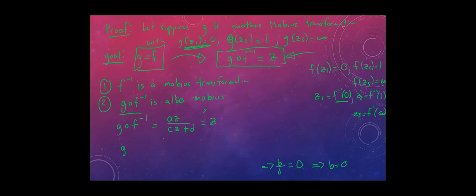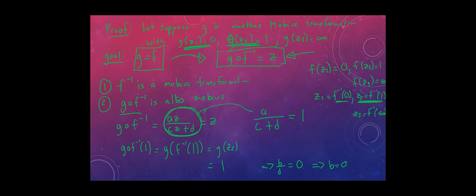Okay, so what is g of f inverse of 1? Now what is f inverse of 1? If we look over here, we know that that's z2. And what is g of z2? By our assumption here, g of z2 is 1. So if we plug 1 into our g composed with f inverse, we know that we get the number 1 out. On the other hand, if we plug it into our expression for g composed with f inverse, we get a over c plus d, and we know that's equal to 1, right?